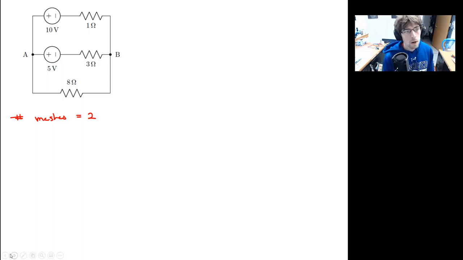Okay. So I'm going to go ahead and choose my meshes. I'm going to choose the current to be going counterclockwise. And I'll call this current I1. I'll call this current I2. And now hopefully you see, when we're talking about this middle branch, which I'll highlight here, the current in that middle branch will be the difference between I2, which is running to the left, and I1, which is running to the right.